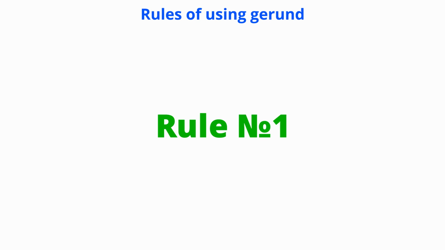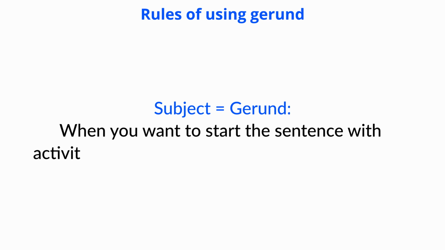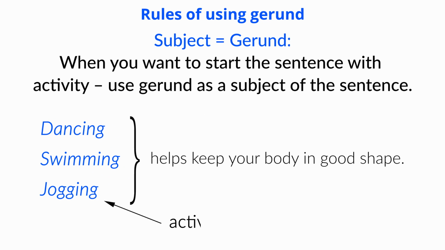Memorize the simple rules of using gerund. Here is rule number 1. Subject equals gerund. When we want to start the sentence with activity, use gerund as the subject of the sentence. For example, dancing helps keep your body in good shape. Swimming helps keep your body in good shape. Jogging helps keep your body in good shape.